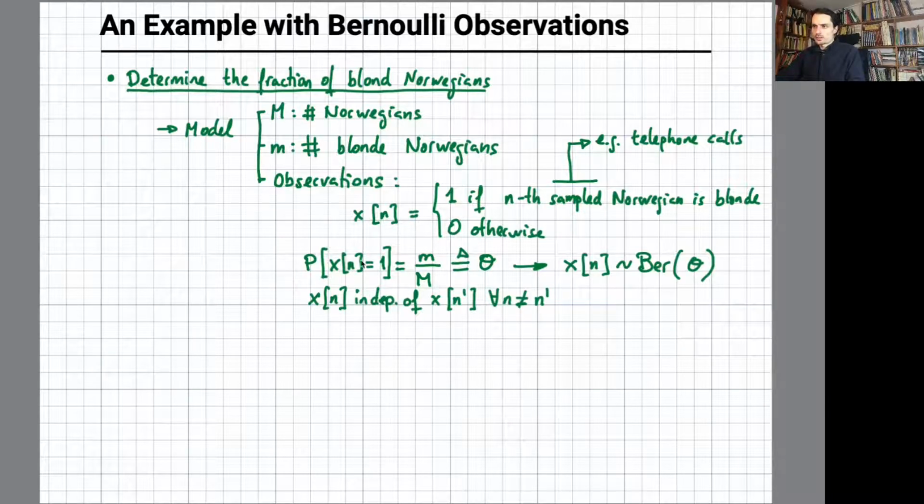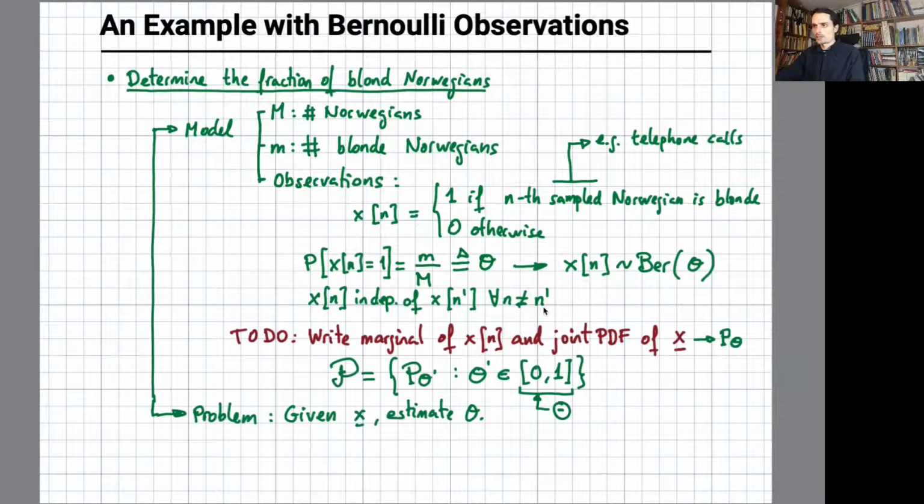Therefore, the probability that xn equals 1 is the number of blonde Norwegians divided by the total number of Norwegians, so the fraction that we want to estimate. And another way of saying this same thing is that xn is Bernoulli distributed with a parameter theta. And also, if we choose each person that we call independently, then xn and xn prime will be independent for n different from n prime.